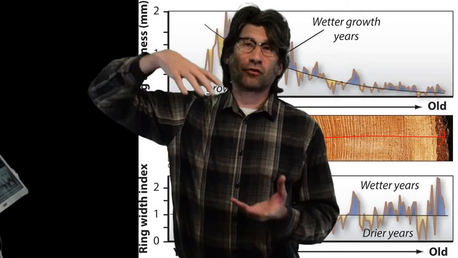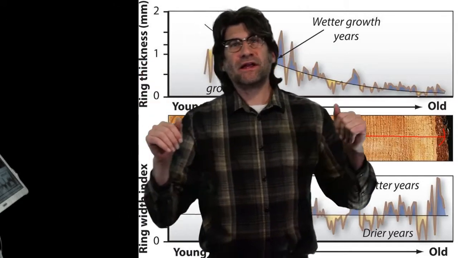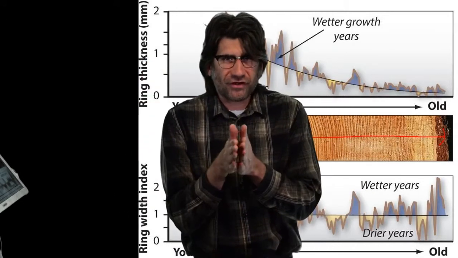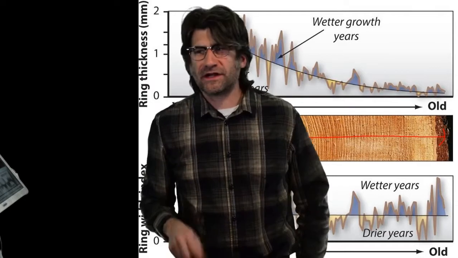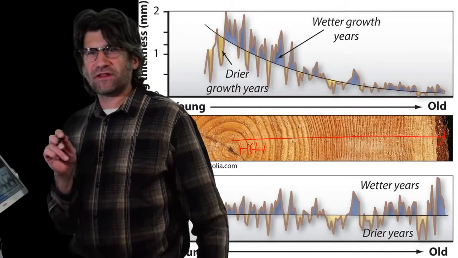So let's say it's a really, really wet year, the tree's really happy, it's going to put on a thick ring. But if it's a really dry year, the tree doesn't grow very much, it puts on a thin ring. And so we have these two things that influence the ring width.